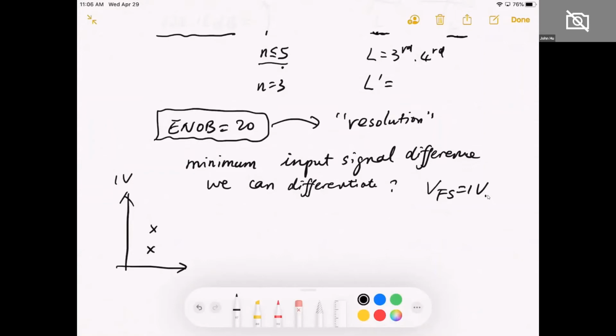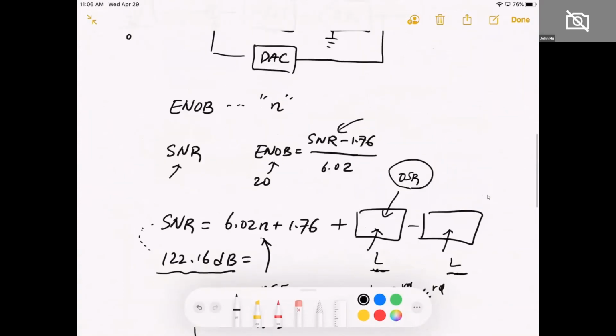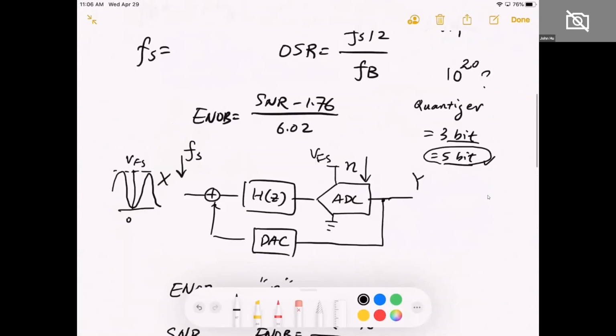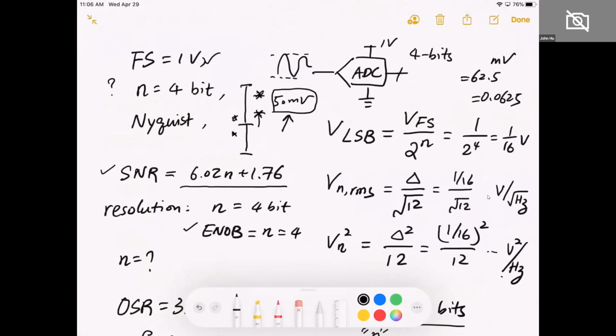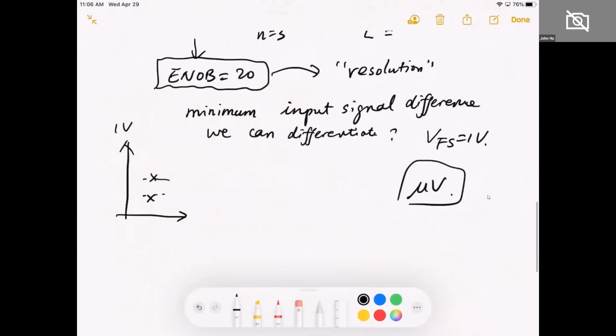So from these 2 examples, you can see the advantage of a sigma delta. Sigma delta can allow you to discern fine-grained differences because it has such a high effective number of bits, even though the physical number of bits, the real N you put in your ADC, is only like 5 bits. And then look at our Nyquist example. We are struggling to get 50 millivolts by putting in a 4-bit. We need to increase to like 5 or 6 bits to be able to discern such a difference. If you're using a sigma delta, microvolt is not a problem, if you do the math.